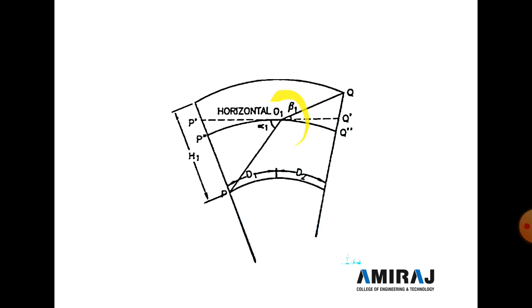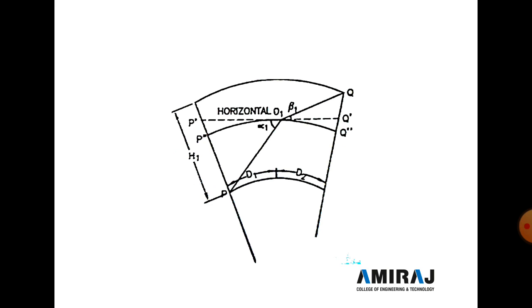The same procedure is done for the Q point. From the O1 point, the midpoint at which the instrument is set up, bisect the Q point and measure the angle beta 1. This angle is measured, and the horizontal distance d2 is measured using the measuring chain or tape. Now determine the difference in height h1 between P and Q. This difference is called the h1 height.